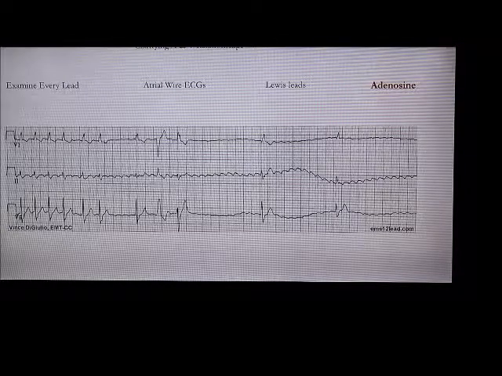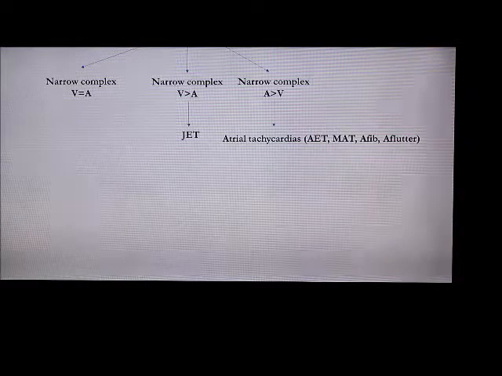Okay, so if you don't see where the P wave is, look at all the leads. If it's post-op, do an atrial wire ECG. If you're in the clinic or you don't have wires, do Lewis leads. Give adenosine if you don't know, and then we'll kind of figure it out.